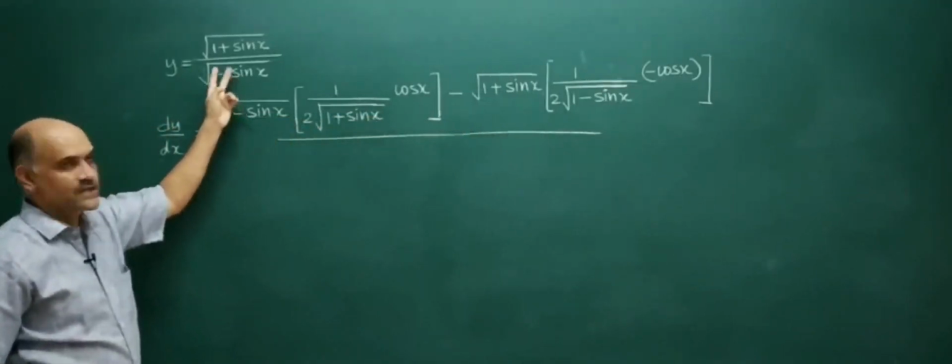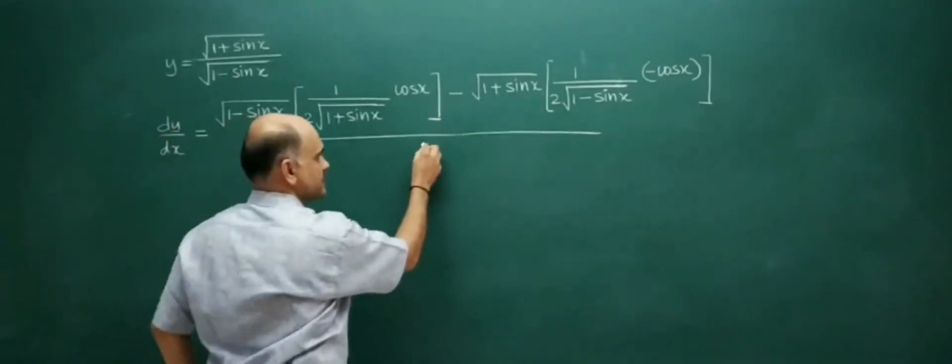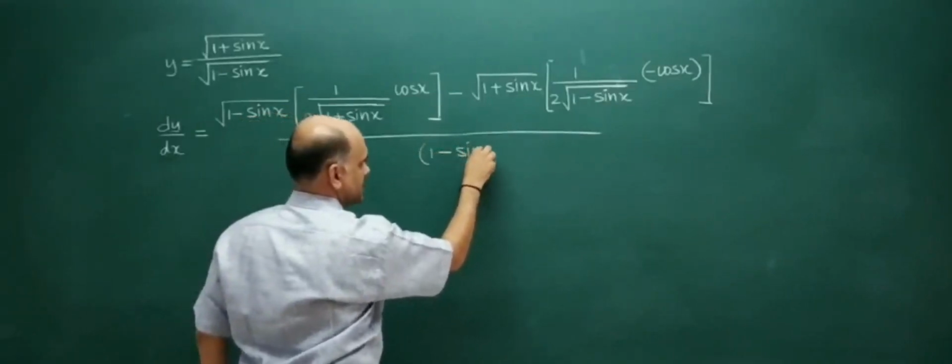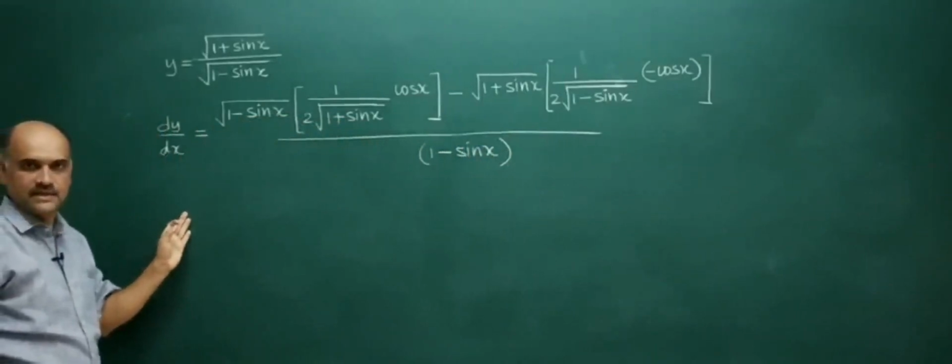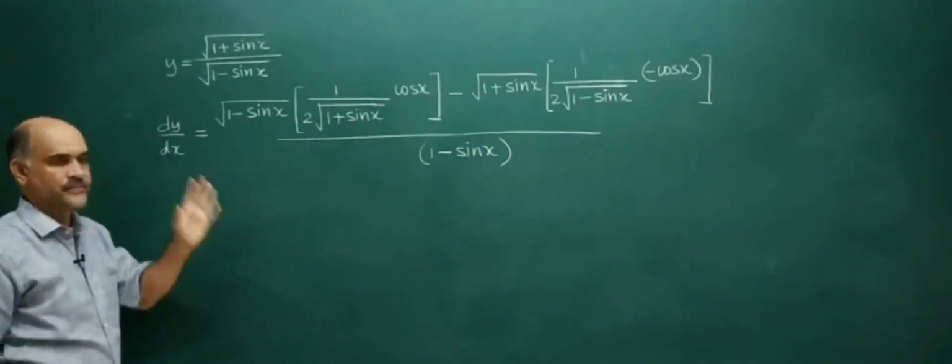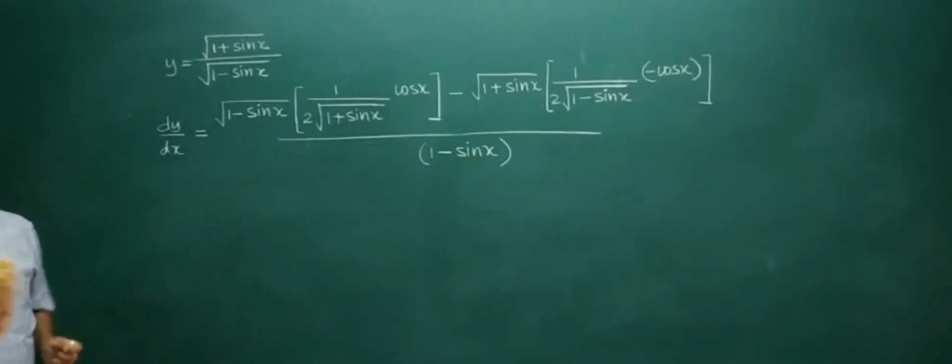If you square this, the root gets cancelled. So you'll have 1 minus sin x. Clear, students? Okay. Now again I will change.